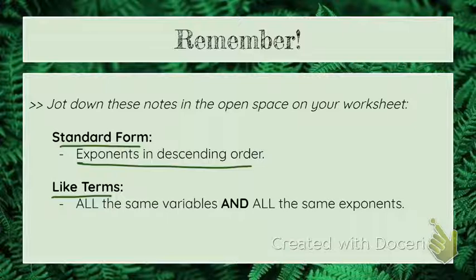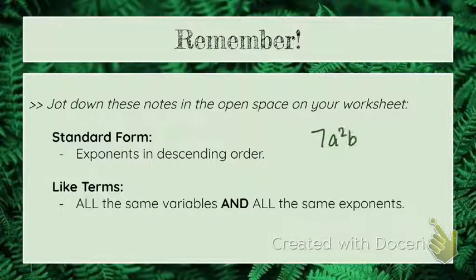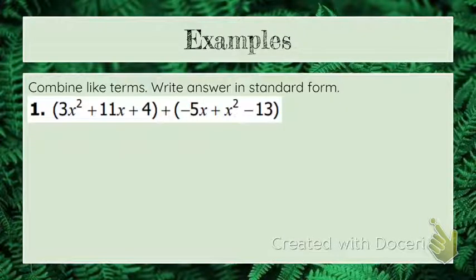And remember that like terms have to have all the same variables and all the same exponents. So if you have multiple variables with multiple exponents in one term, like 7a squared b, then a like term also has to have a squared b, just like that in it. So we're just going to dive right into examples because I really think this is going to come easily to you all. I think it'll be more of a refresher than anything.